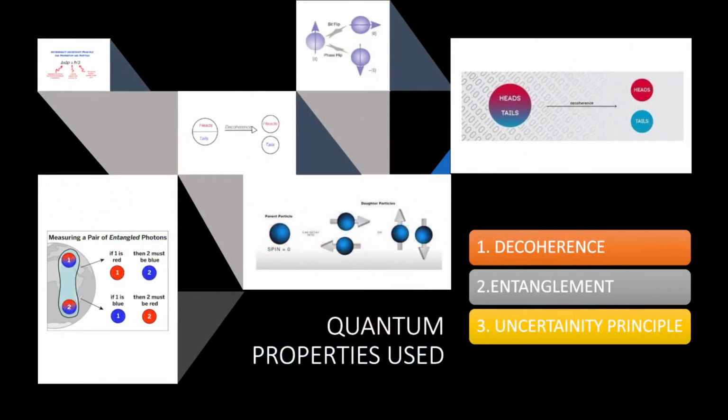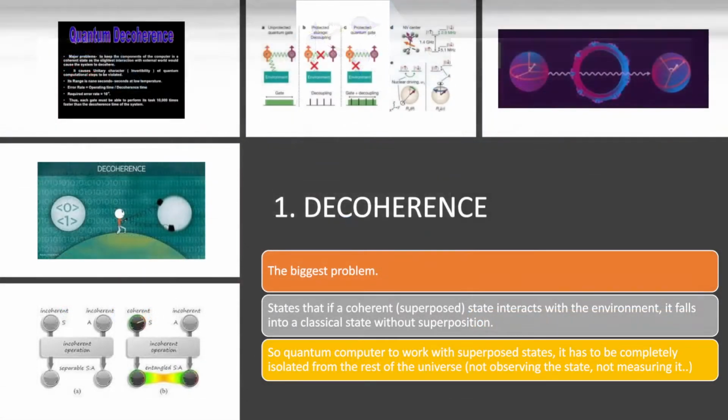Now, the quantum properties used in quantum computers are decoherence, entanglement, and the uncertainty principle. Decoherence is one of the biggest problems in quantum computers. It states that if a coherent or a superimposed state interacts with the environment, it falls into a classical state without superimposition. So, for a quantum computer to work with superimposed states or coherent states, it has to be completely isolated from the rest of the universe, not observing the state and also not measuring it.